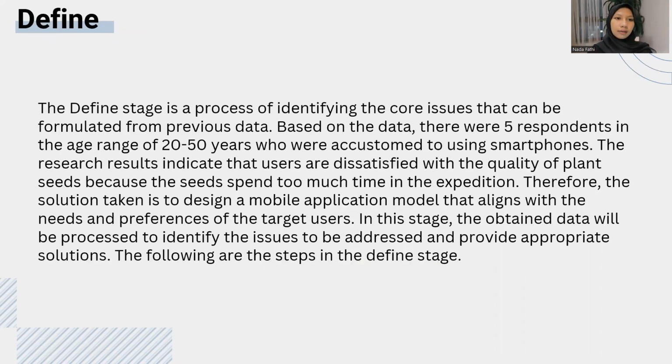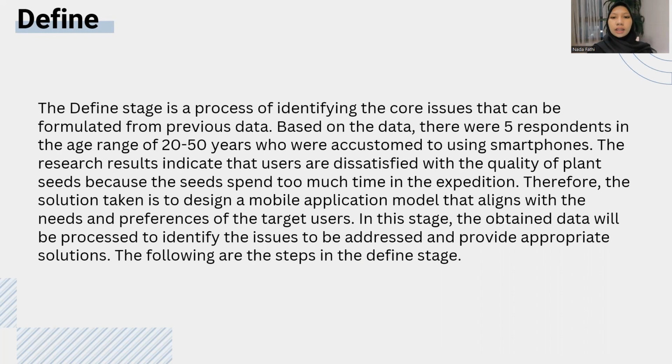The second is define. The define stage is a process of identifying the core issues that can be formulated from previous data. Based on the data, there were 5 respondents in the age range of 20 until 50 years old who were accustomed to using smartphones. The research results indicate that users are dissatisfied with the quality of plants because the plants spend too much time in the expedition. Therefore, the solution taken is to design a mobile application model that aligns with the needs and preferences of the target users. In this stage, the obtained data will be processed to identify the issues to be addressed and provide appropriate solutions.